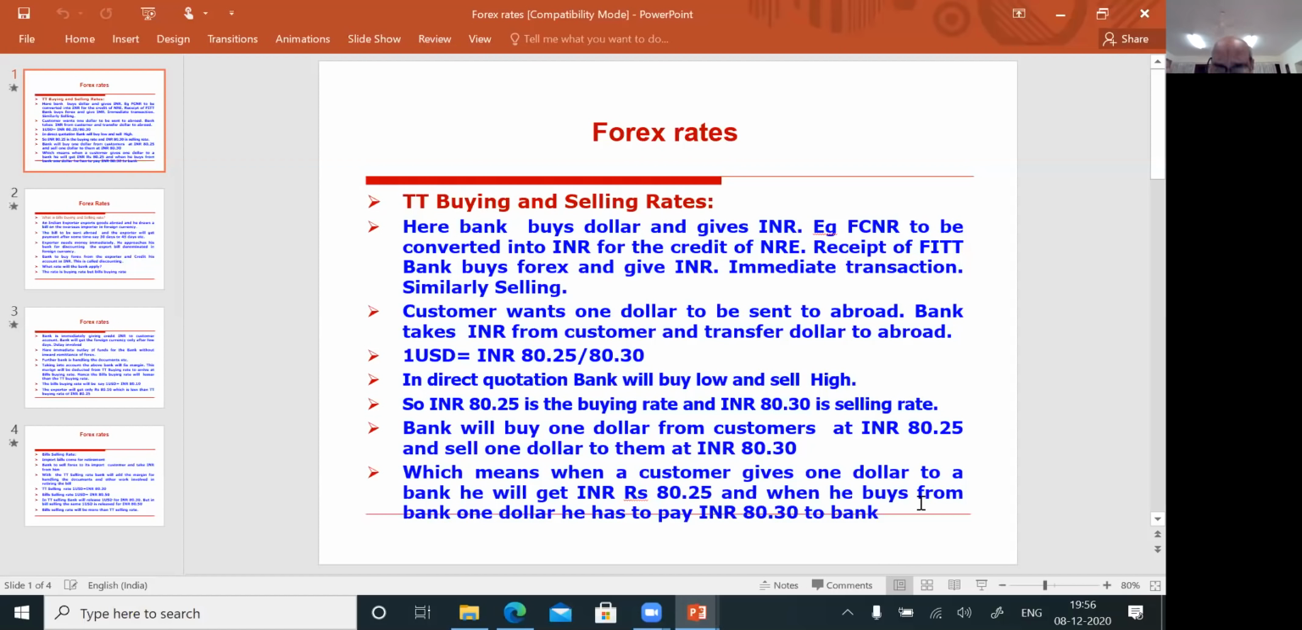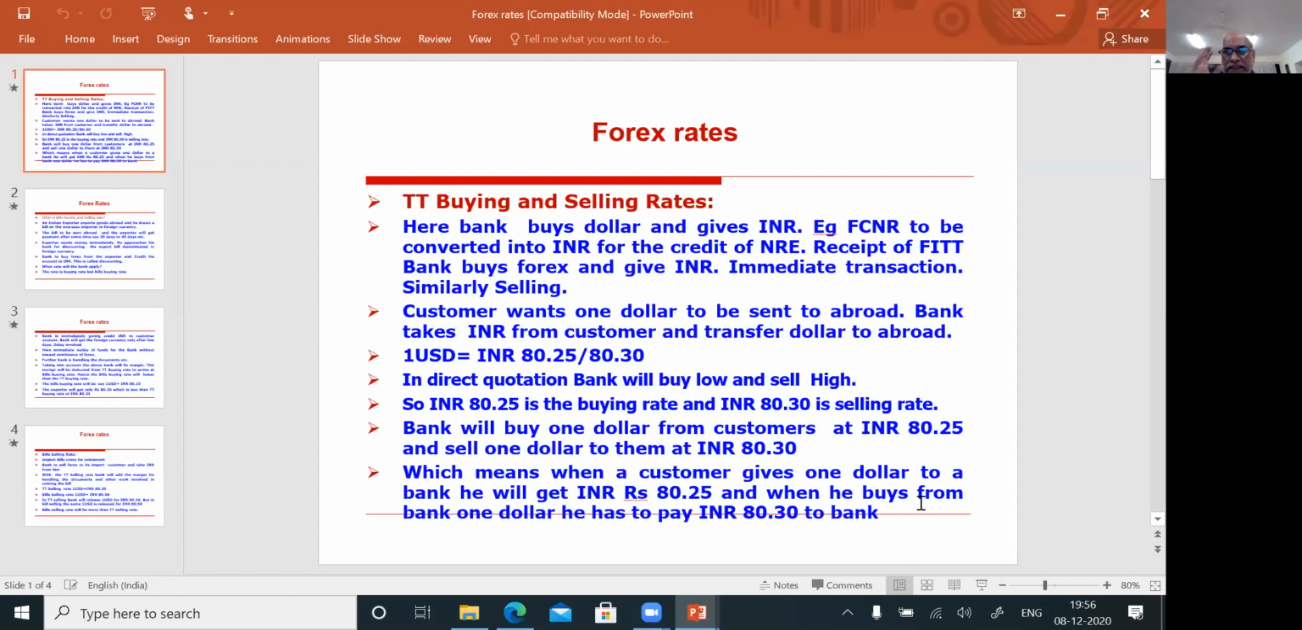So the buying and selling. Again, I repeat, the buying and selling in Forex, you should keep in the place of the banker. Then you have to decide whether you are buying the foreign currency or whether you are selling the foreign currency. Accordingly, you have to quote the rate. Always keep yourself in the place of the banker, whether you are going to buy the foreign currency or sell the foreign currency. Keep that in your mind.